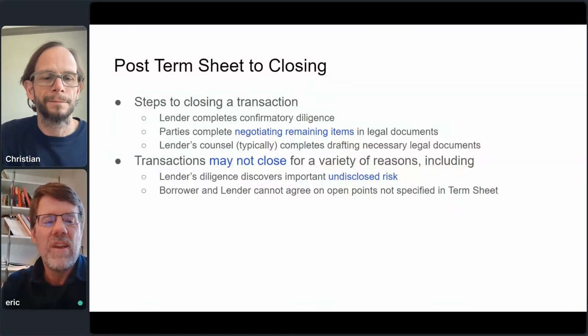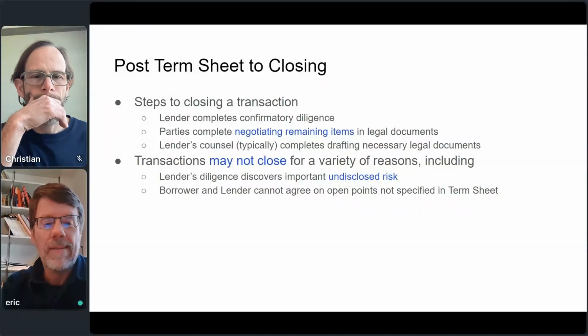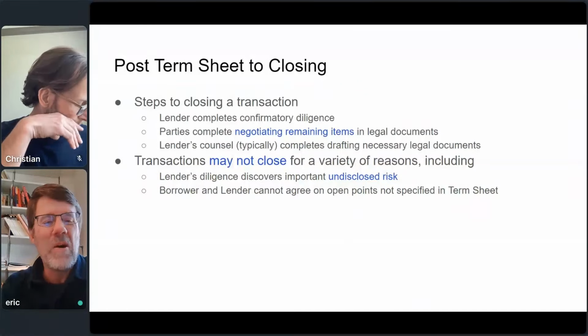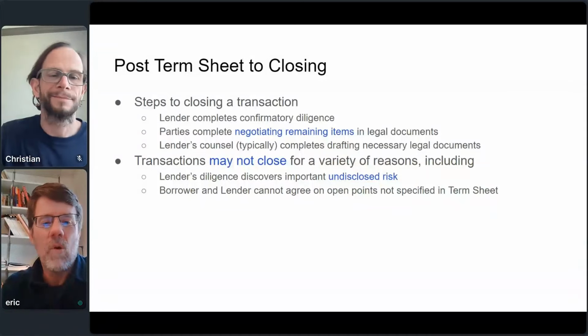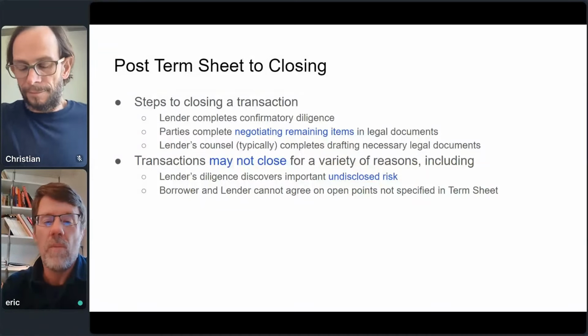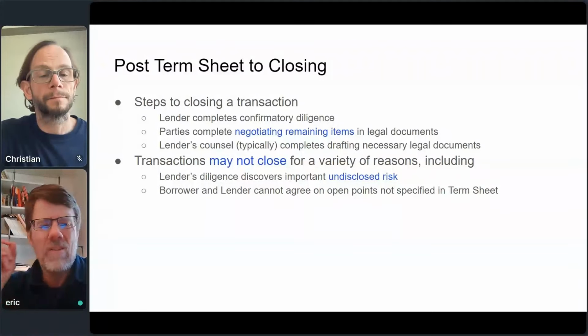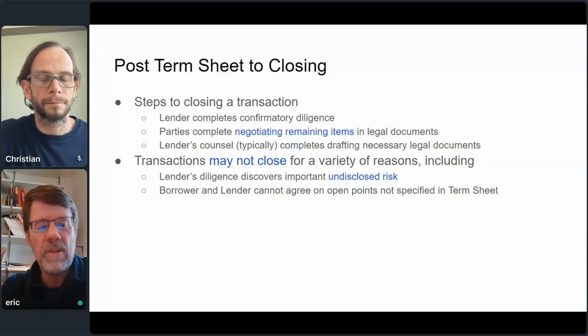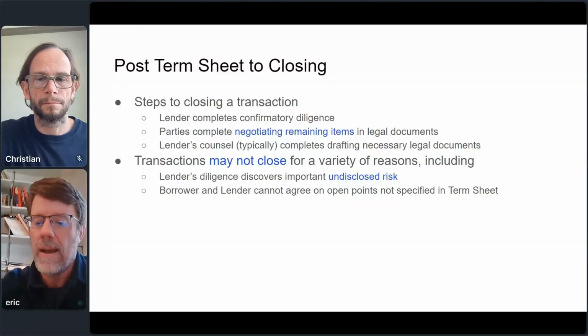And then transactions, once they get to term sheet, I'd say more often than not close, but they still might not. Why? As I've already hinted, the lender's diligence might discover some important undisclosed risk. Say one of the owners of the company has some criminal convictions on fraud. I've seen this. There's lots of little ways things can go sideways. Or the borrower and the lender cannot agree on some open points that weren't specified in the term sheet. There are still other points that matter, and you try to get those up front at the beginning of the term sheet, but you don't always cover everything. It's the nature of the process. Next slide, please.